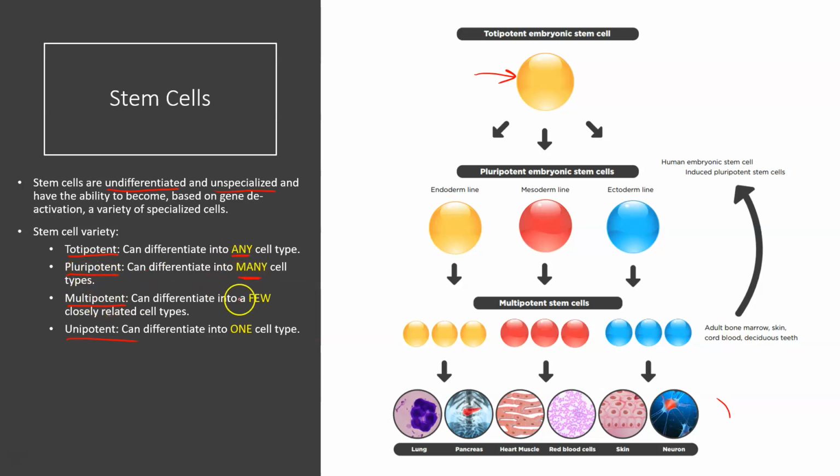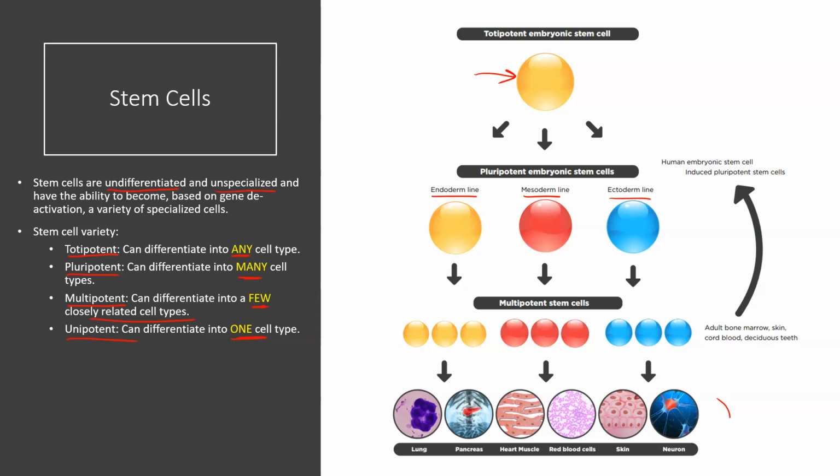Multipotent can differentiate into only a few cell types, but the few cell types have to be kind of closely related to each other. And then unipotent can only differentiate into one specific cell type. So what does it mean? We can look at this graph over here, or diagram, in order to understand more about what these stem cells can do and what each of the levels of organization, so to speak, mean.